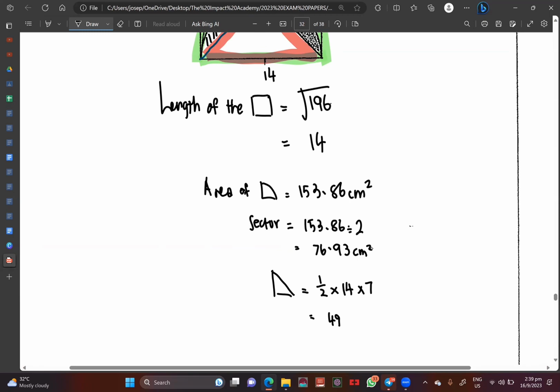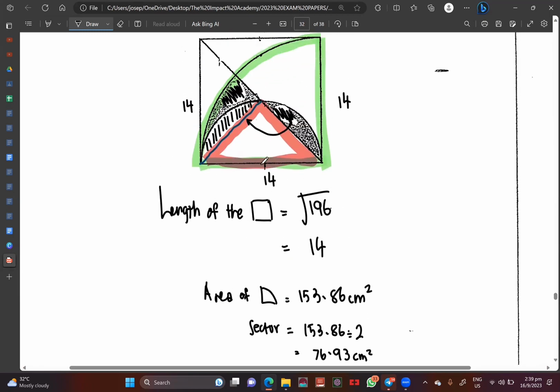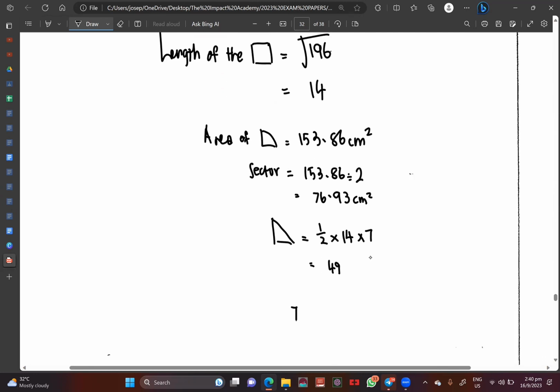So what I'm going to do next is to use the sector. Can you see the sector over here? This is the sector, minus away this. This is 49. So therefore, 76.93 minus away 49. What am I finding? I'm finding the shaded part. I'm just speeding up, so all of this is short form, hope you don't mind. But for those of you who are watching, please make sure it is in full form.